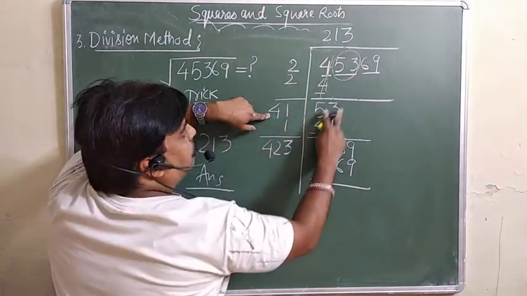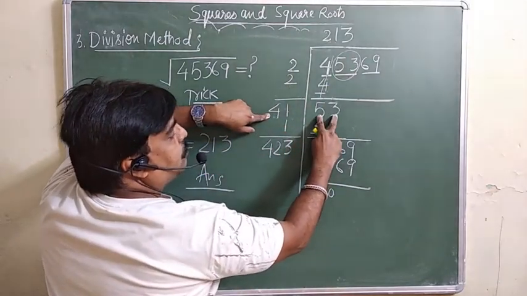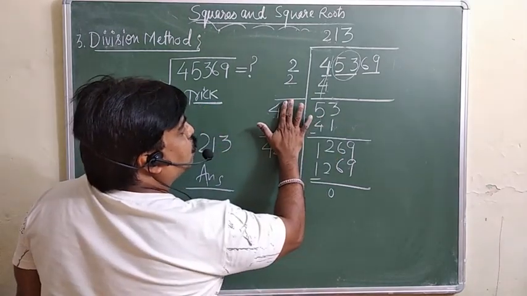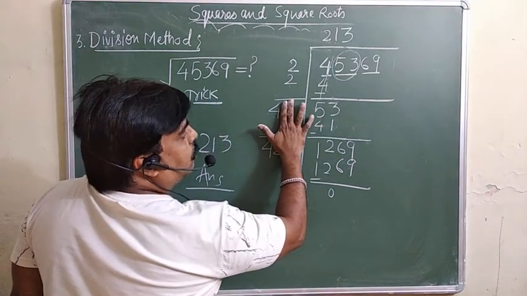Now we will take down the next 2 digits. Always we will take down the next 2 digits. For here only, what digit should be here? We should write for that one only.